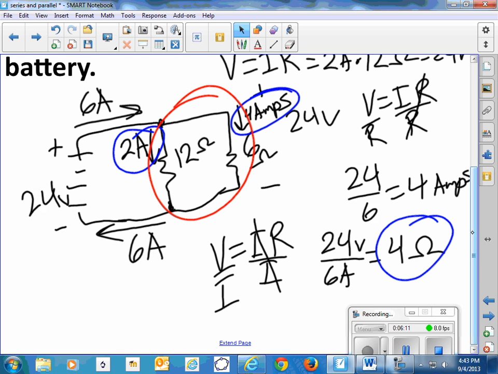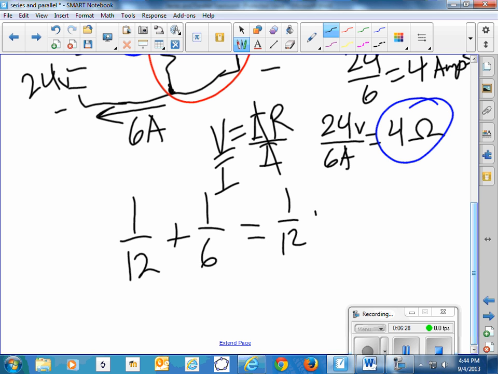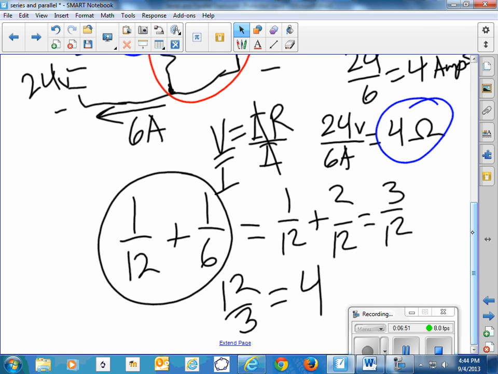So mathematically, we could have found that 4 ohms this way. The 12 ohm resistor, if I add 1 over 12, and the 6 ohm resistor, 1 over 6, I'm going to make common denominators, so it'll be 1/12 plus 2/12. That is 3/12. And then I flip that over, and so it will be 12 over 3, which is 4. So resistors in parallel add as reciprocals.